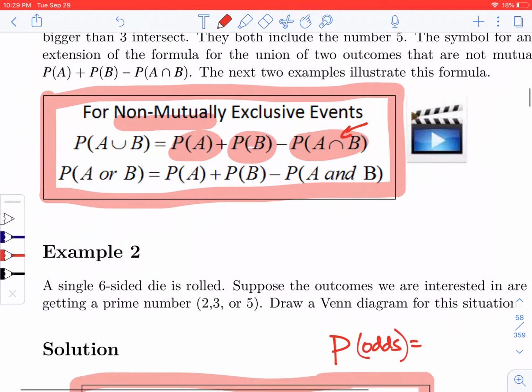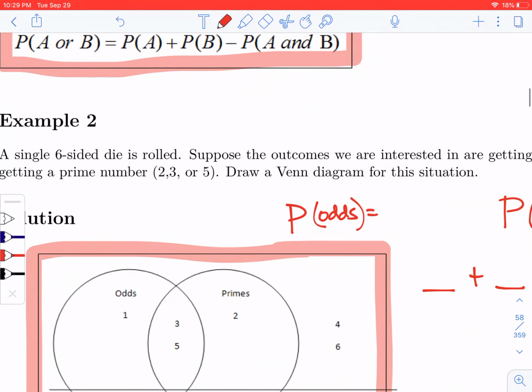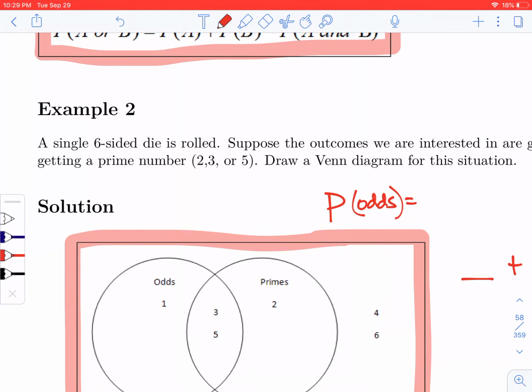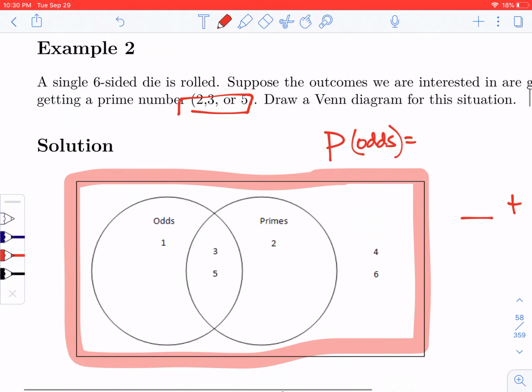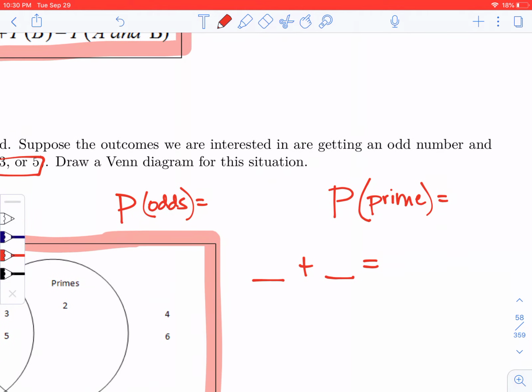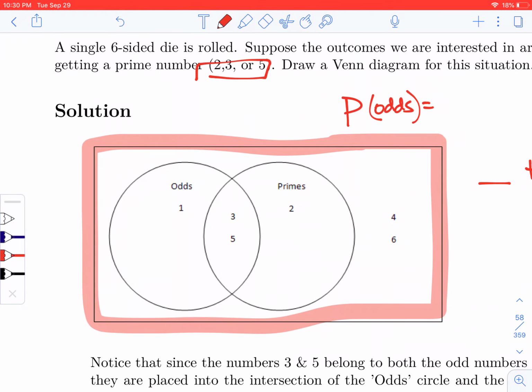And here's an example of that overlap. So what are the odds of getting an odd number or a prime number? We have the prime numbers there, 2, 3, and 5. And then we have the odd numbers. All right? You notice the odd numbers: there's 1, 3, 5. Primes: there's 2, 3, 5. Yeah?